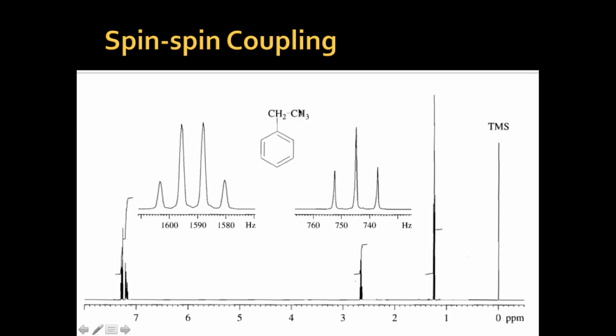Now see this CH3, this CH2, and this is the phenyl ring. This CH3 is in the influence of this CH2. This CH2 is in the influence of this CH3 as well as in the influence of the benzene ring, right? Now let's talk about this CH3 first. This CH3 is in the influence of CH2. What that means? These 3 protons are in the influence of these 2 protons.